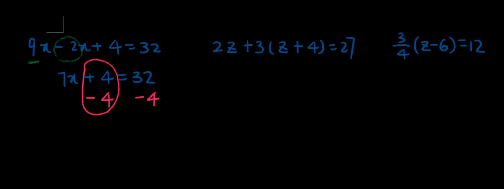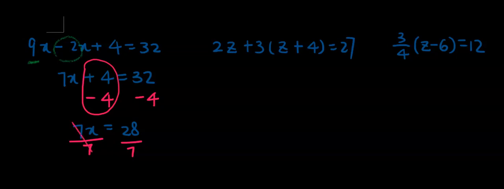Positive and negative, they're going to cancel out. Therefore, our next step, we have 7x equals 28. Now, 7 times x. In order to isolate x, I'm going to divide by 7, both sides. You divided, you did it to both sides. This is called division property of equality.